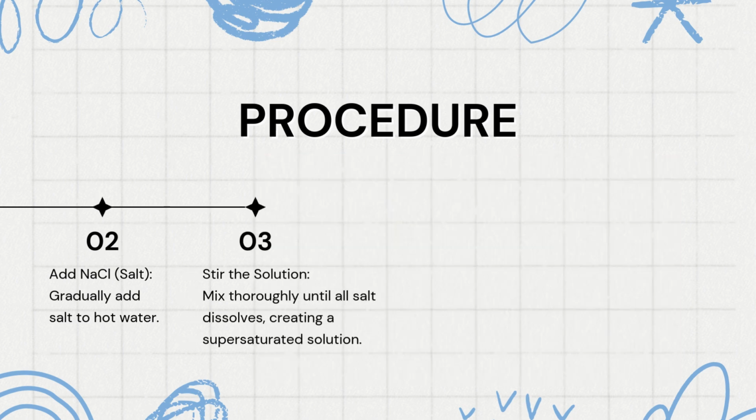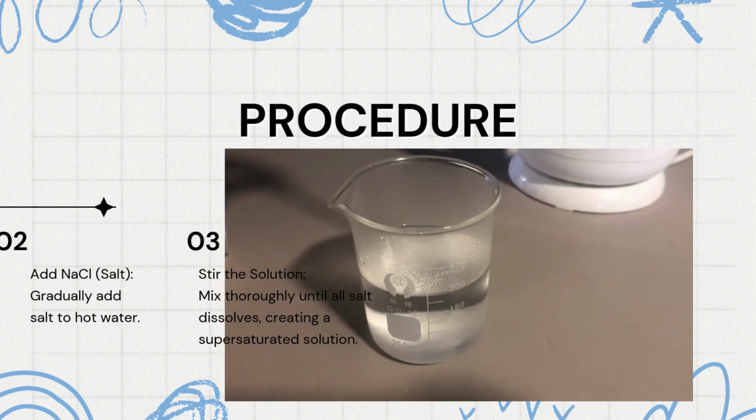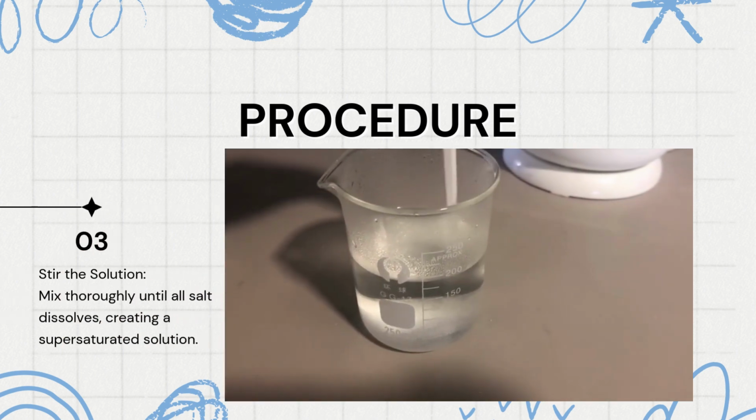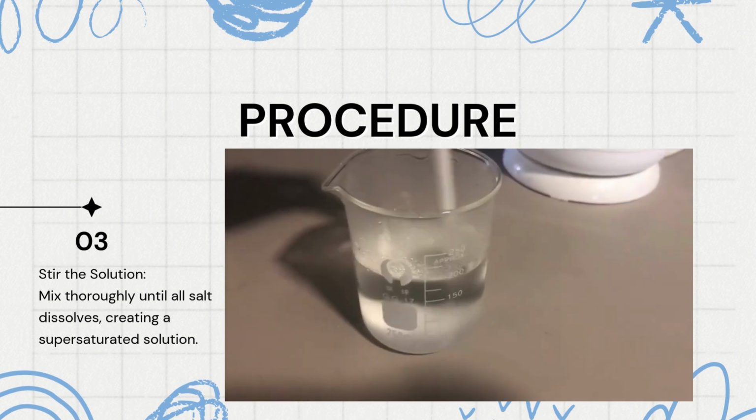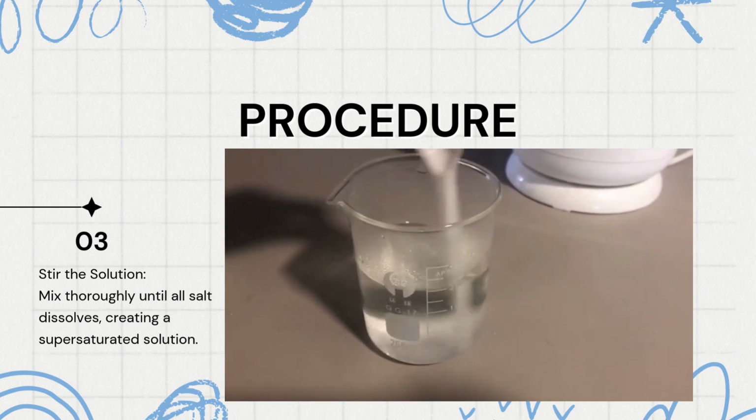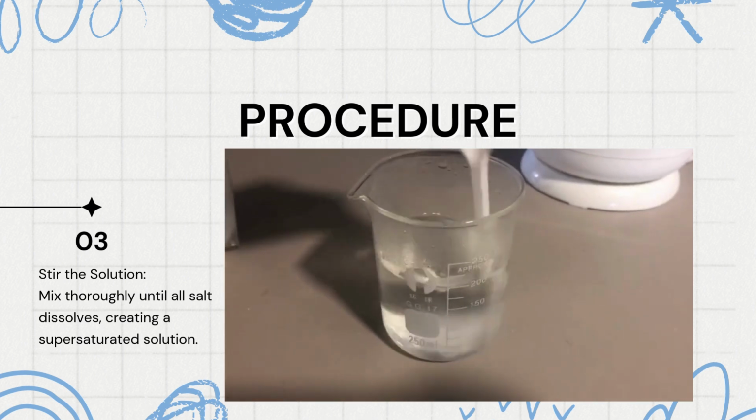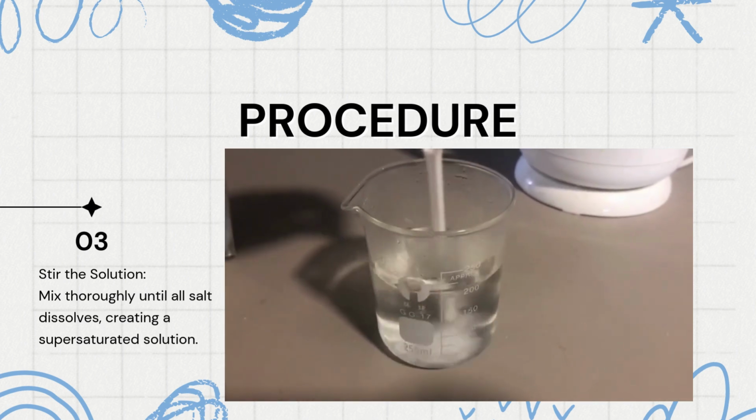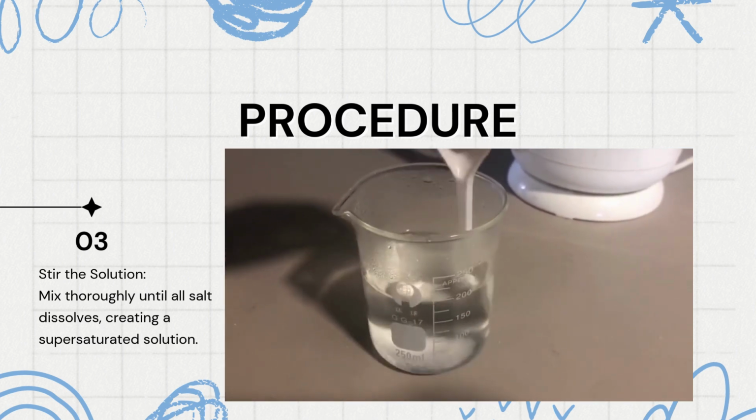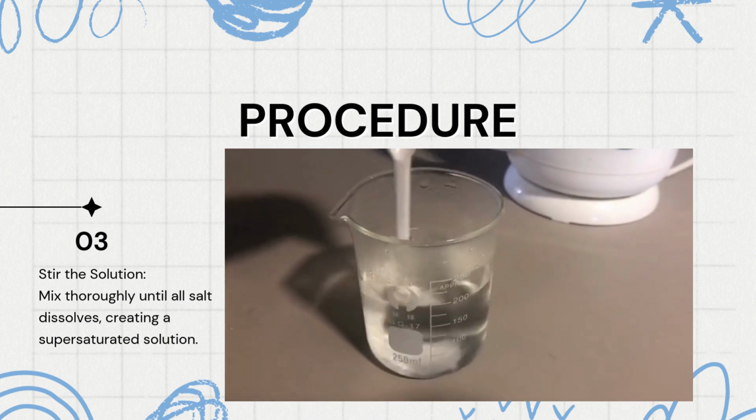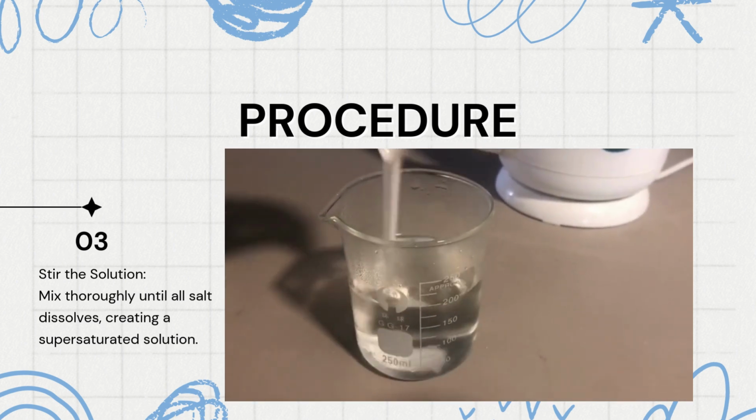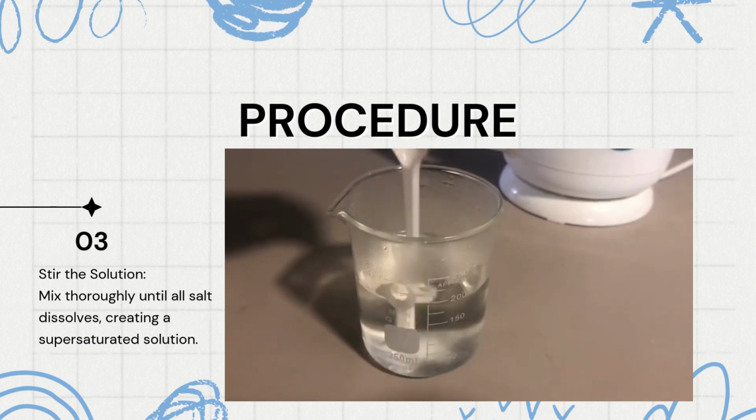For the next part, we stir thoroughly until the salt dissolves completely. If all the salt does not dissolve, it's not a supersaturated solution yet. Continue adding and stirring small amounts of salt. A supersaturated solution is achieved when no more salt dissolves and excess settles at the bottom of the beaker.